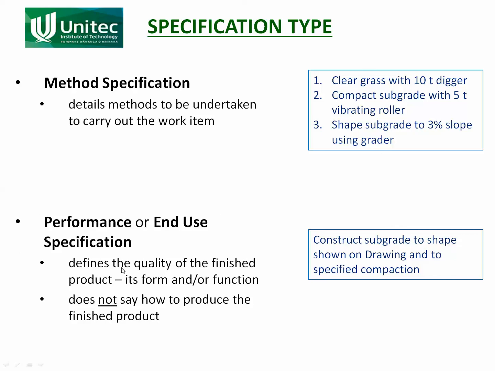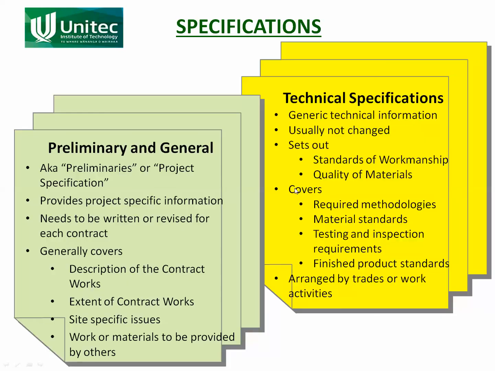So that leads us on to that second type there, which is a performance or end-use specification. So it's known as a performance or an end-use specification. And with this type of specification, the designer just says what the final product's supposed to look like, and he leaves it up to the contractor to decide how he's going to do it. So in this blue here, construct subgrade to the shapes shown on the drawings and to the specified compaction. So he doesn't tell the contractor what type of roller to use. He just says the specified compaction, and then the contractor can use whatever type of roller or compaction equipment he deems suitable.